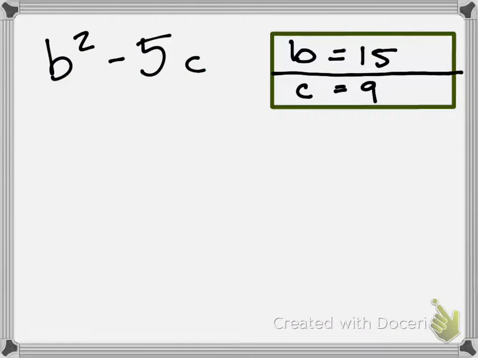Let's look at this next problem here. So we've got b squared minus 5c. This is not a J, this is a semicolon. And it says b is equal to 15 and c is equal to 9. So what do we do here? What do I like to call it, Lucy? What do we do? Oh, you're gonna say the answer? Okay, well first, what do we do? What do we do, Rocco?